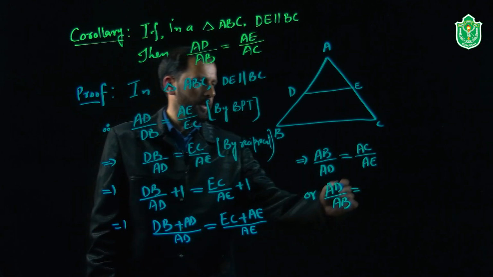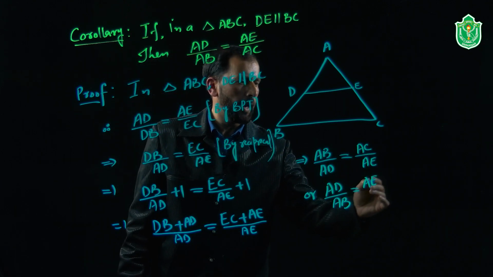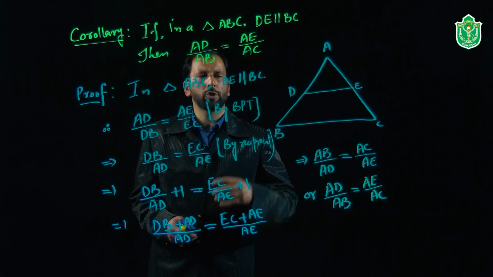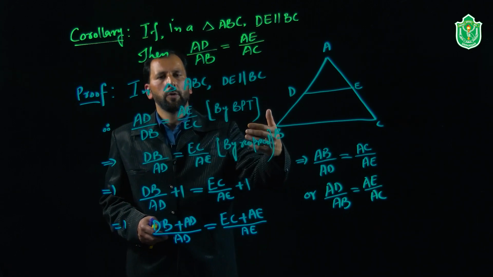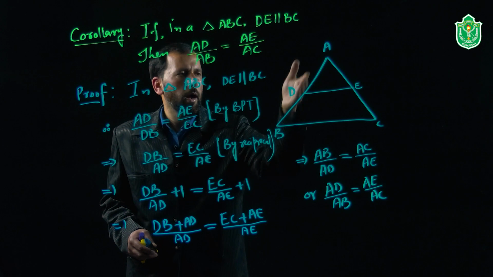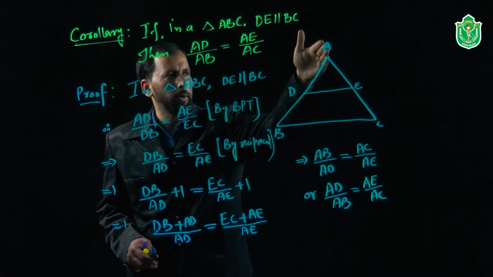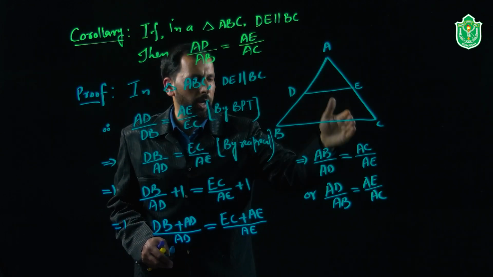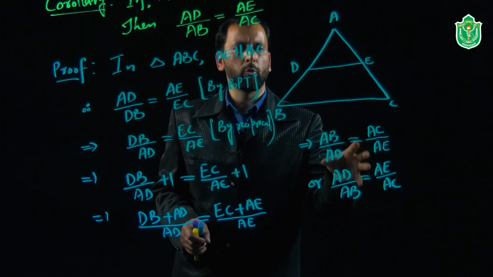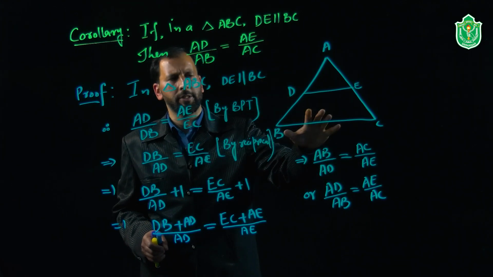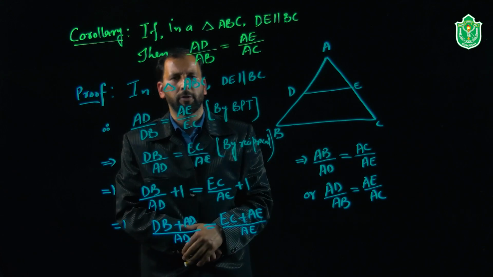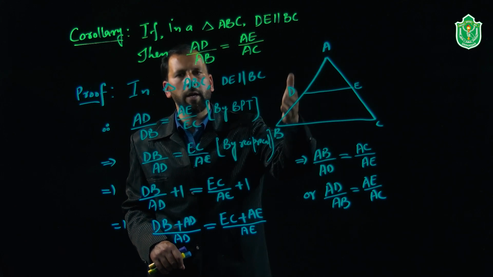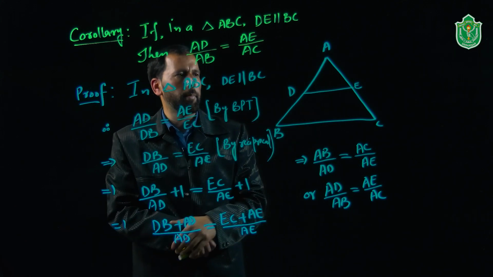This is the corollary where we use the basic proportionality theorem to find that the side AD upon the complete side AB is equal to the line segment AE upon the complete side AC of the triangle ABC. So this is the proof of this corollary: when we have a triangle ABC and a line parallel to one side of the triangle, this line divides the two sides in the ratio AD upon AB is equal to AE by AC.